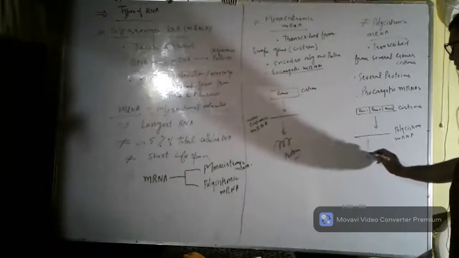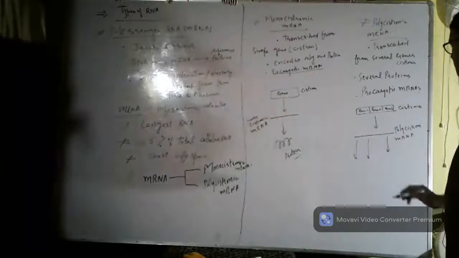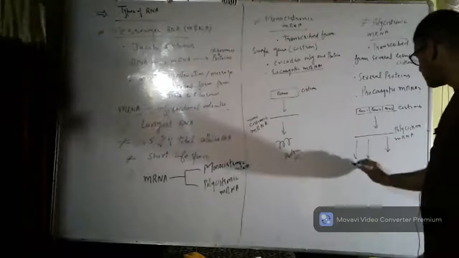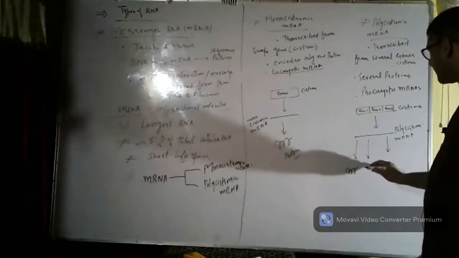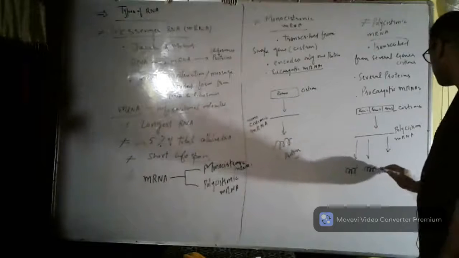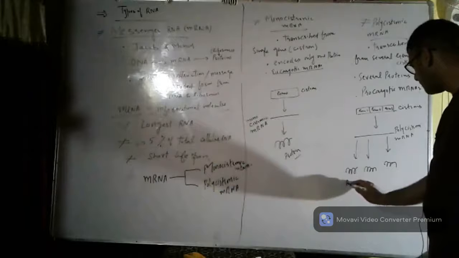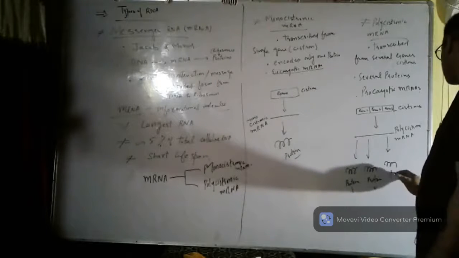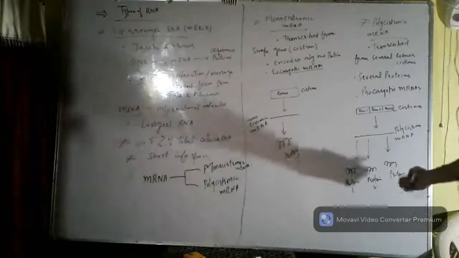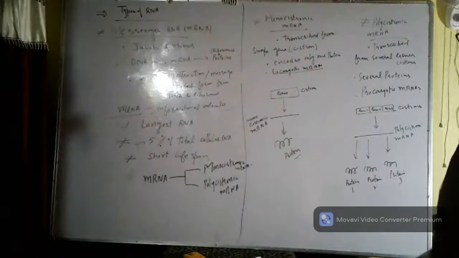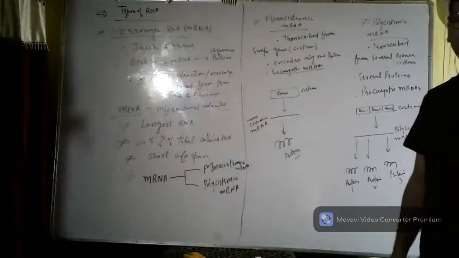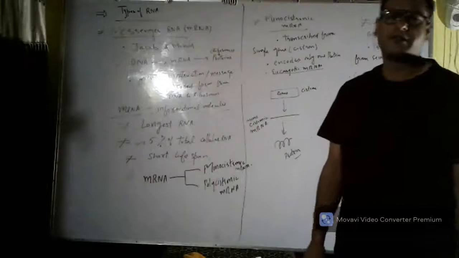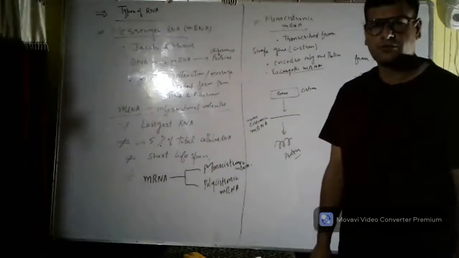And this polycistronic mRNA then synthesizes several proteins. This polycistronic mRNA can synthesize 2 or more than 2 proteins. So this is protein 1, protein 2, and protein third. That means 2 or more than 2 proteins are formed by the polycistronic mRNA. And this polycistronic mRNA is found in prokaryotic or bacterial cells. So it is a characteristic of bacterial cells.